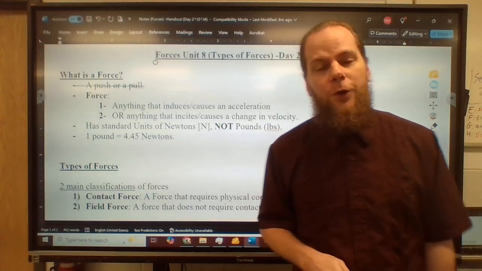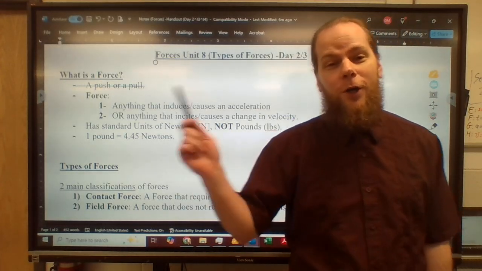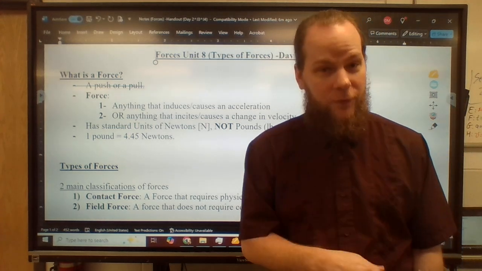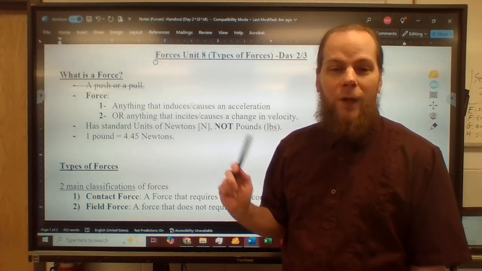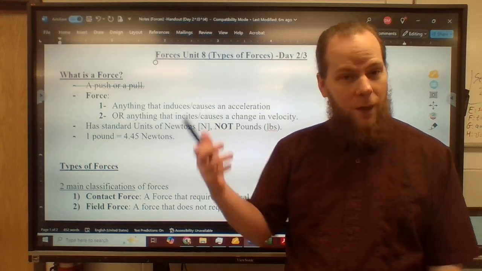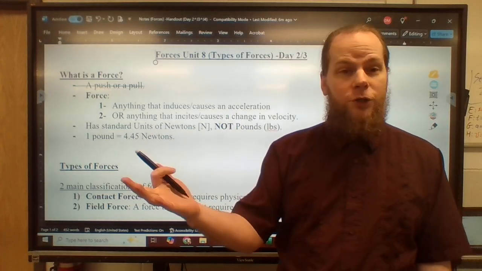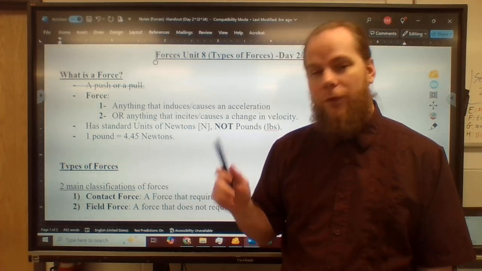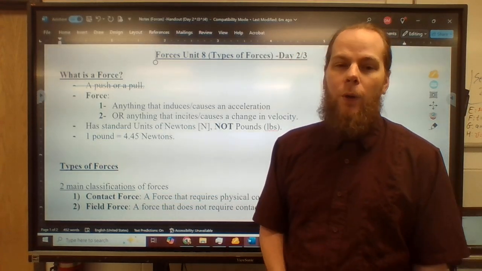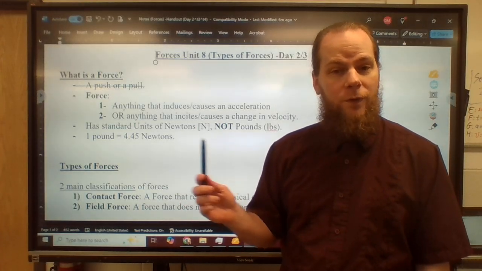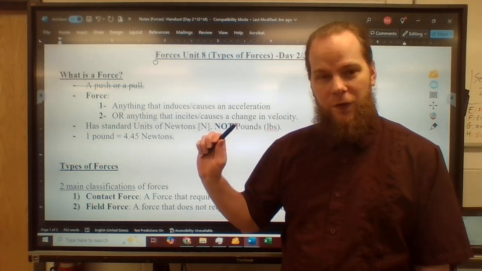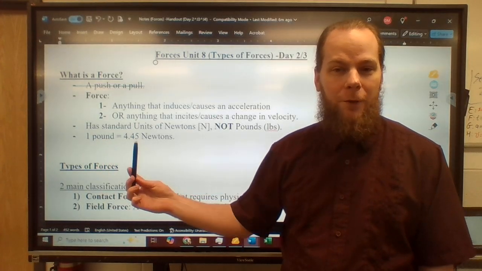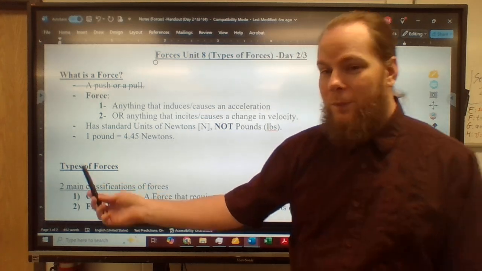Standard units for forces are newtons, named after the dude that we spent a lot of time in the last video talking about. We do not generally use pounds. Pounds is the American or English unit for force. We're not going to be using pounds very often. There are some calculations at the end of the unit where we'll talk about converting back and forth between newtons and pounds, but we'll save that for then. You will need this conversion factor when we get there: 1 pound is 4.45 newtons.